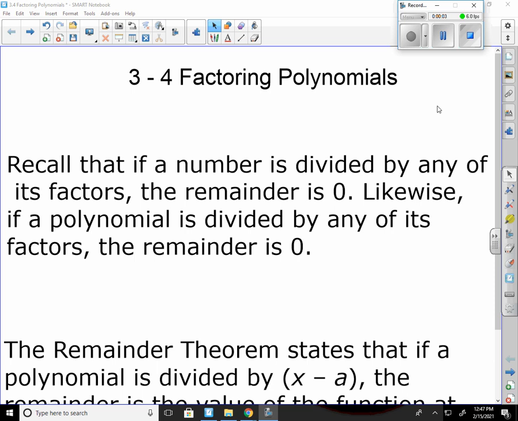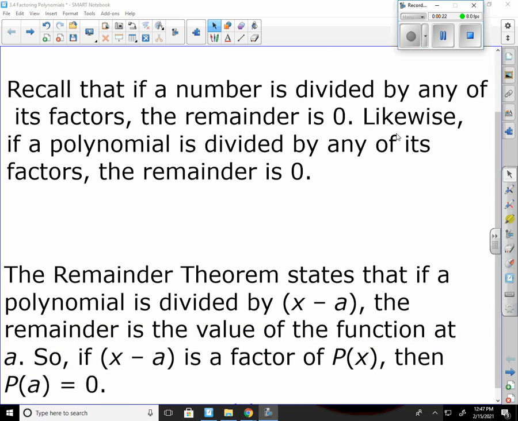Okay, so today starts 3-4 factoring polynomials. Recall that if a number is divided by any of its factors, the remainder is going to be 0. Likewise, if we divide a polynomial by any of its factors, the remainder would be 0 as well. That takes us to the remainder theorem.